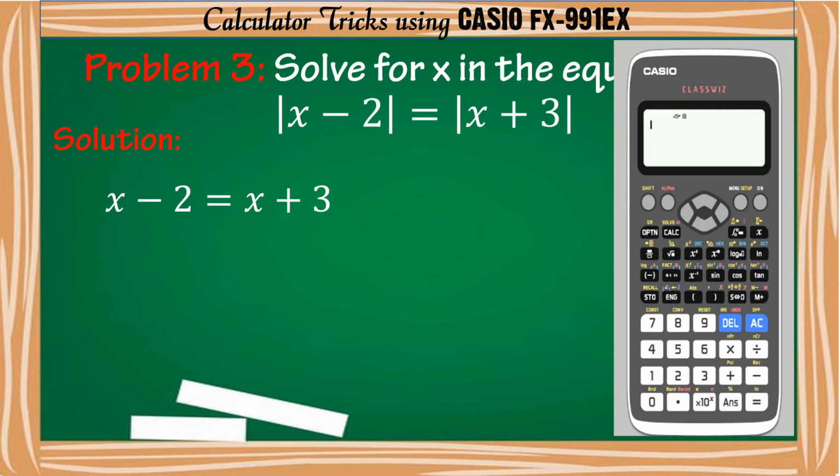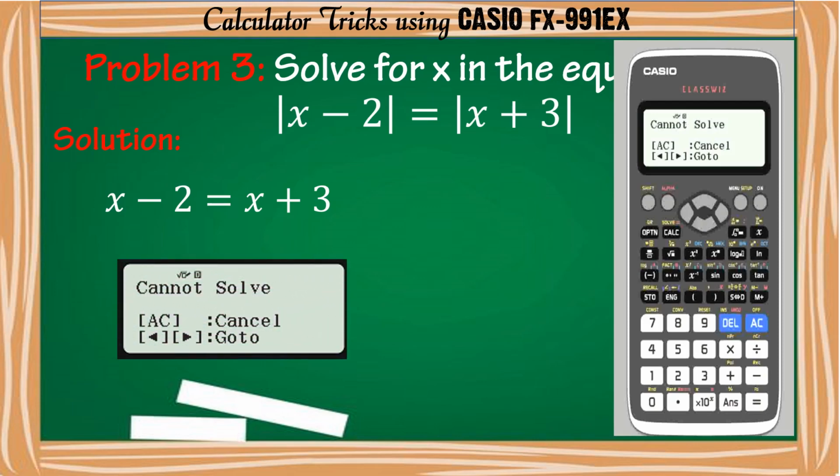When we entered it in the calculator, we will press x minus 2, alpha calc for the equal sign, and then we have x plus 3. Shift calc, so we will get this answer. Yan, cannot solve. Yung value na nakita natin kanina, negative 6.3333, is the answer that we got from our previous problem. So, hindi yun yung sagot.